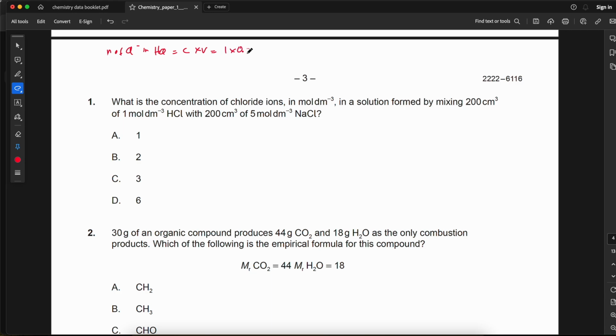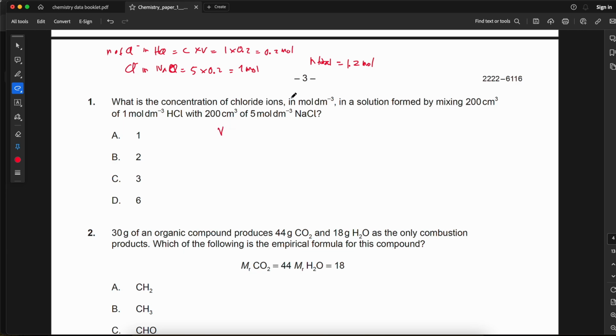1 times 0.2, which is 0.2 mole, and Cl minus in the second solution, that would be 5 times 0.2, which is 1 mole. So the concentration is 5 molar and the volume is 200 centimeter cube, so divided by 1000 to decimeter cube is 0.2. Okay, so the N total will be 1.2 mole.